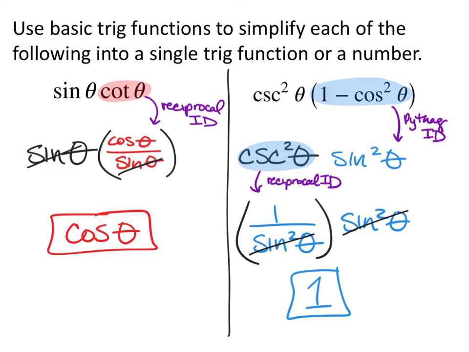So we have a couple examples here. They're already worked out, so you can kind of look through them. If we have sine theta times cosine theta times cotangent theta, we want to reduce this into a single trig function.